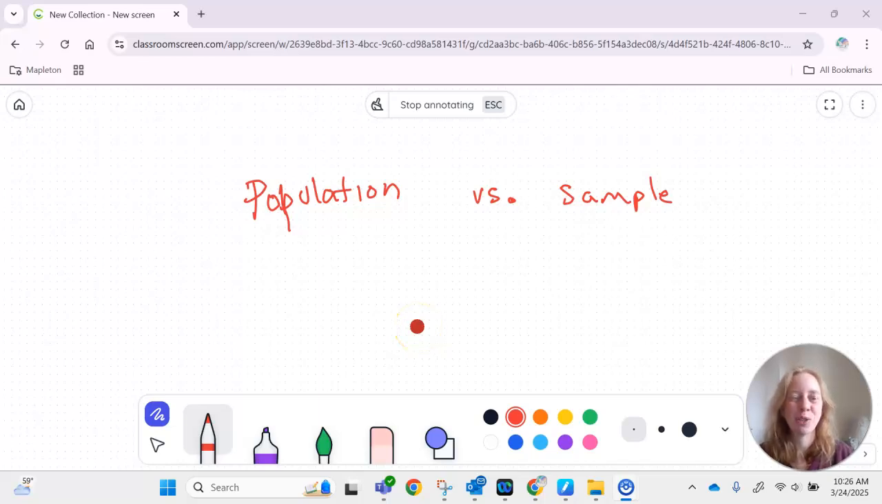All right, so welcome to our first video on our statistics unit for Algebra 2. I want to give you guys some overview of some vocabulary words and just talk through a few different things to make sure that you understood this and got these from the activities that we did. So the first one is, what is the difference between a population and a sample?